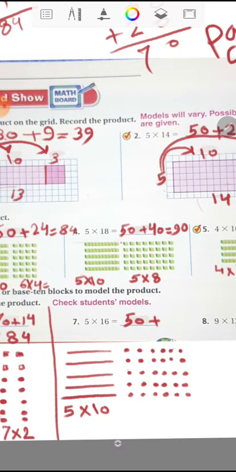Let's find the number in the ones digit. 1, 2, 3, 4, 5, 6. I have 6 ones multiply 5. 5 multiply 6 equals what? Equals 30. If you add the numbers to each other, 50 plus 30, the answer will be 80.